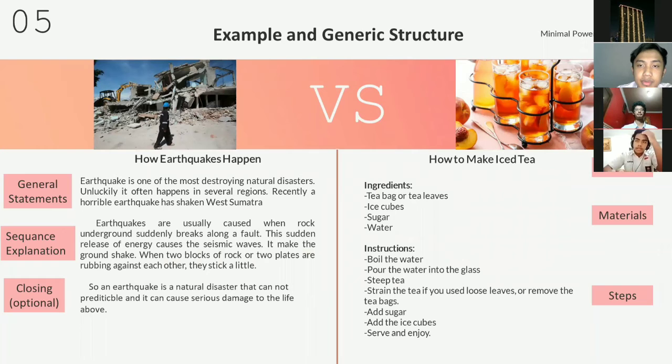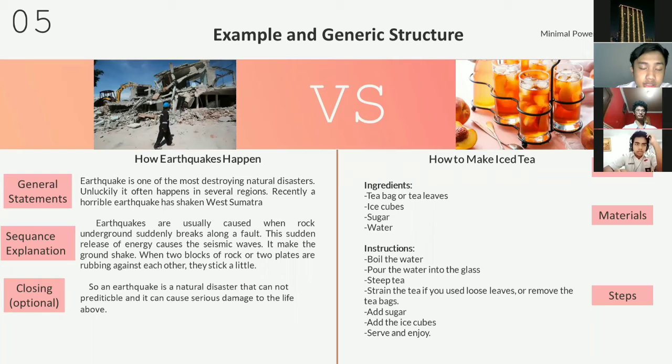Next, example and generic structure. On the left side is explanation text, and on the right side is procedure text. So in explanation text, the generic structure, first, is the general statement. The general statement states the phenomenon or issues which are to be explained. Earthquake is one of the most destructive natural disasters, likely to happen often in several regions.